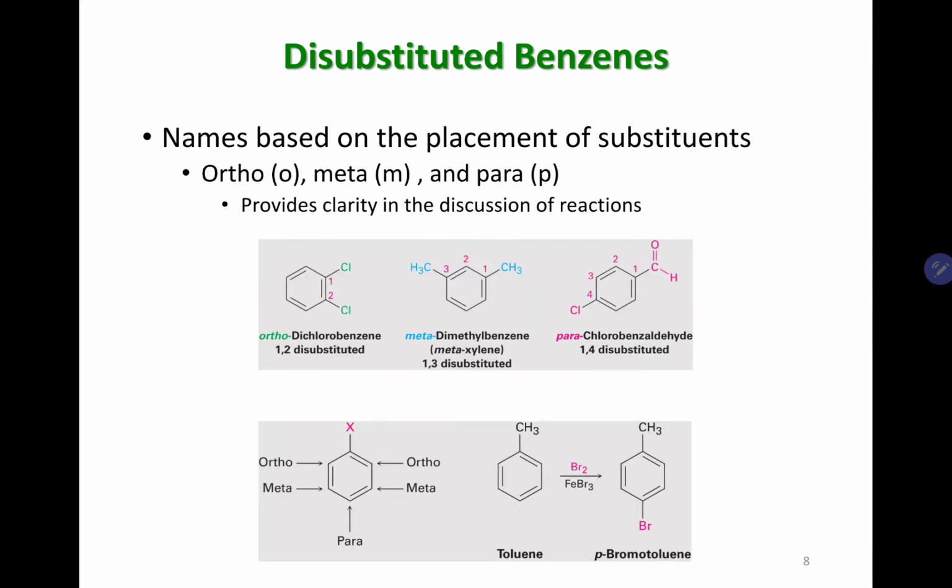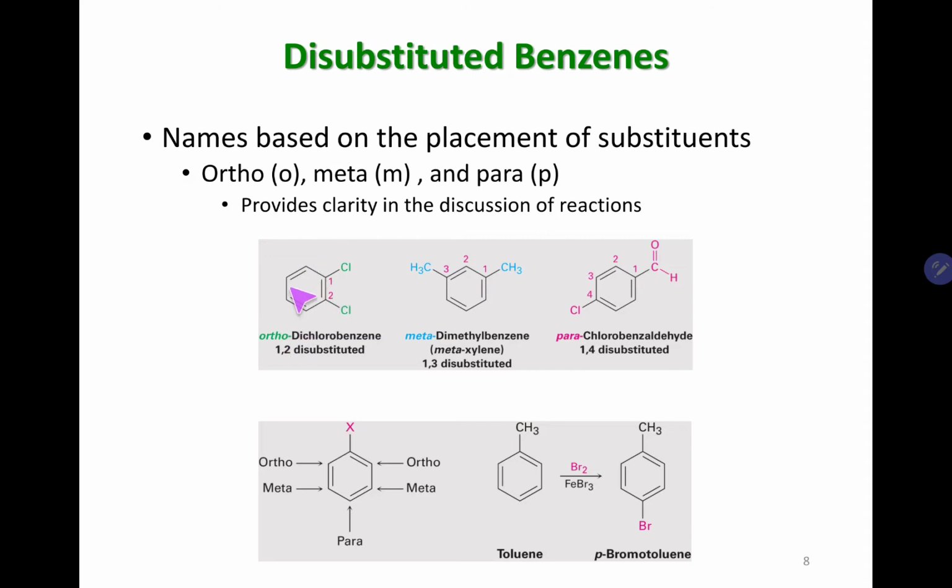Okay, so when you have more than one substituent on benzene, or let's say you could have di, tri, or tetra substituted benzenes, the nomenclature could be different. If you only have two substituents, the nomenclature is somewhat different as compared to having, let's say, three substituents. So let's talk about these di-substituted benzenes where you only have two substitutions.